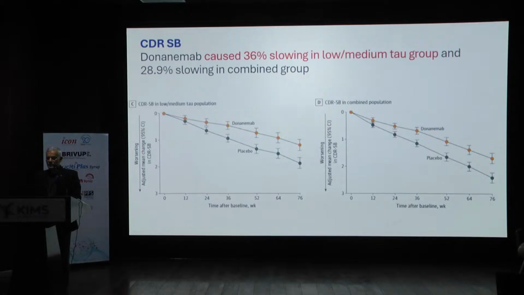Again, the CDR sum of boxes showed us a 36% slowing in the low-medium tau group. The low-medium tau group did better with donanemab as compared to those who had high tau.